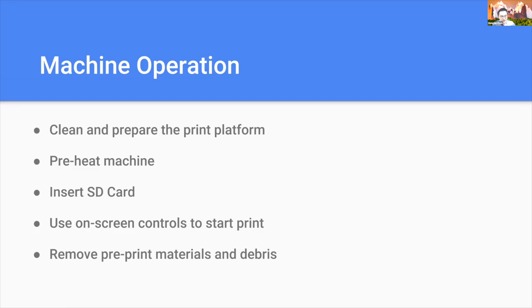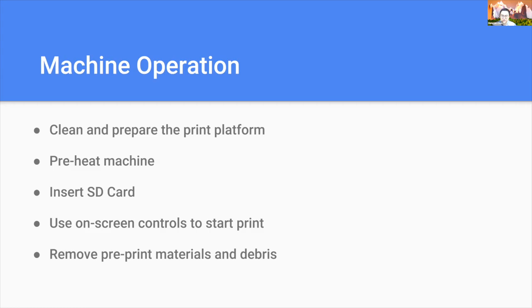So in terms of machine operation, you want to clean and prepare the print platform. How I do that is I use isopropyl alcohol to clean the print platform. I preheat the machine. Sometimes it takes a long time for the printer to heat up, right? 210 degrees, 235 degrees is a high temperature. So before you prepare the print, perhaps you want to preheat the machine up to the desired temperature so that when your print is ready, you can start printing immediately.